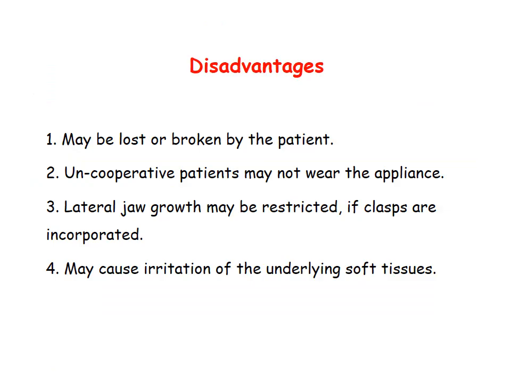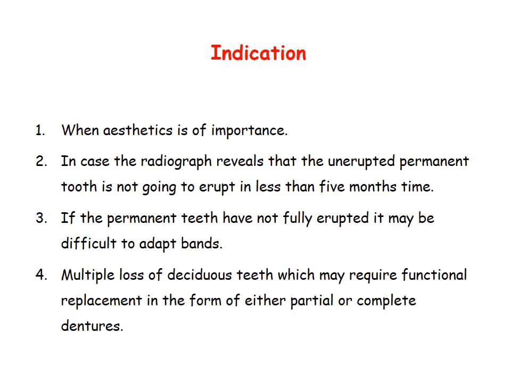The disadvantages are that it may be broken or lost by the patient. This again is the patient compliance issue. An uncooperative patient may not wear the appliance. A removable appliance may restrict lateral jaw growth if clasps are incorporated into it, and it may cause irritation of the underlying soft tissues. The indication of a removable space maintainer is when aesthetics is of importance.